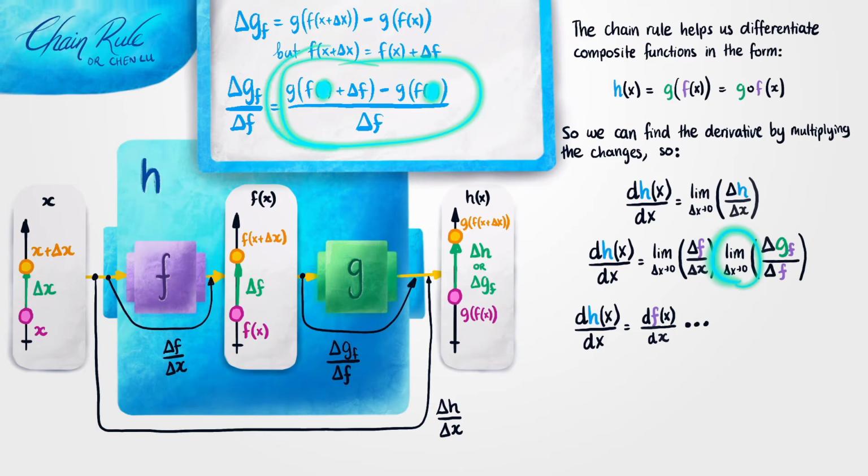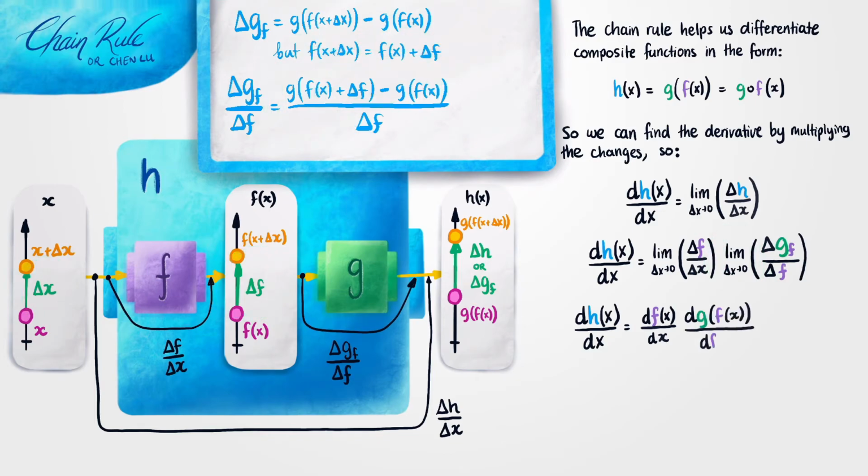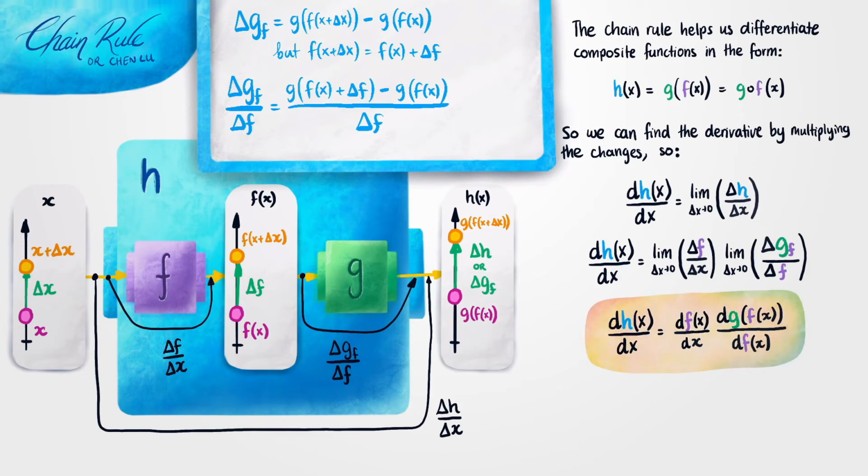So when we actually take the limit of this thing, we're going to take it as change in f goes to 0. Of course, if change in x is going to 0, then change in f also has to go to 0 as well. And that means after taking all the limits, this thing over here is going to end up being the derivative of g with respect to f. And so this formula that we've just highlighted over here is the final form of the chain rule.